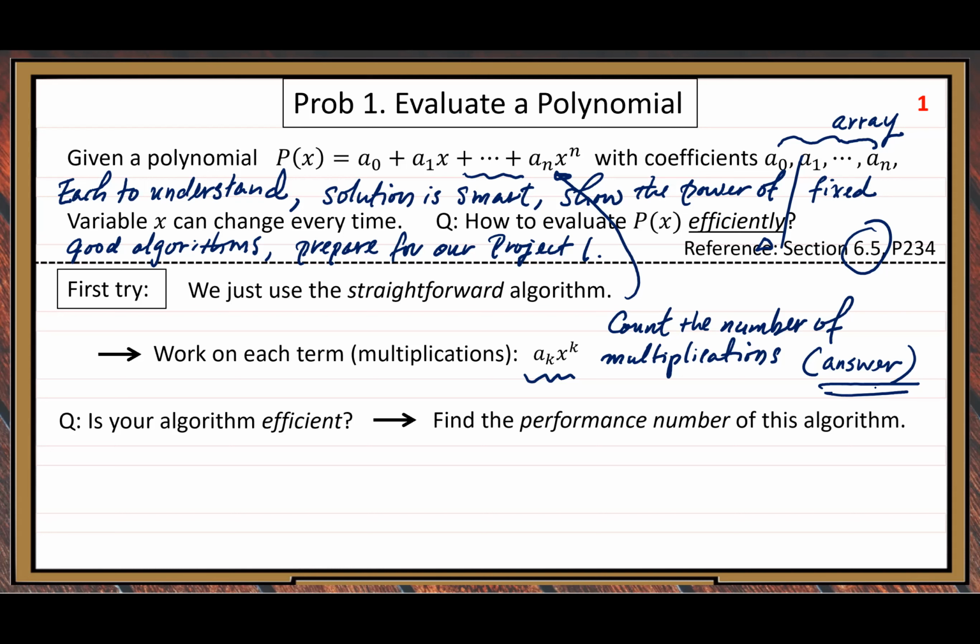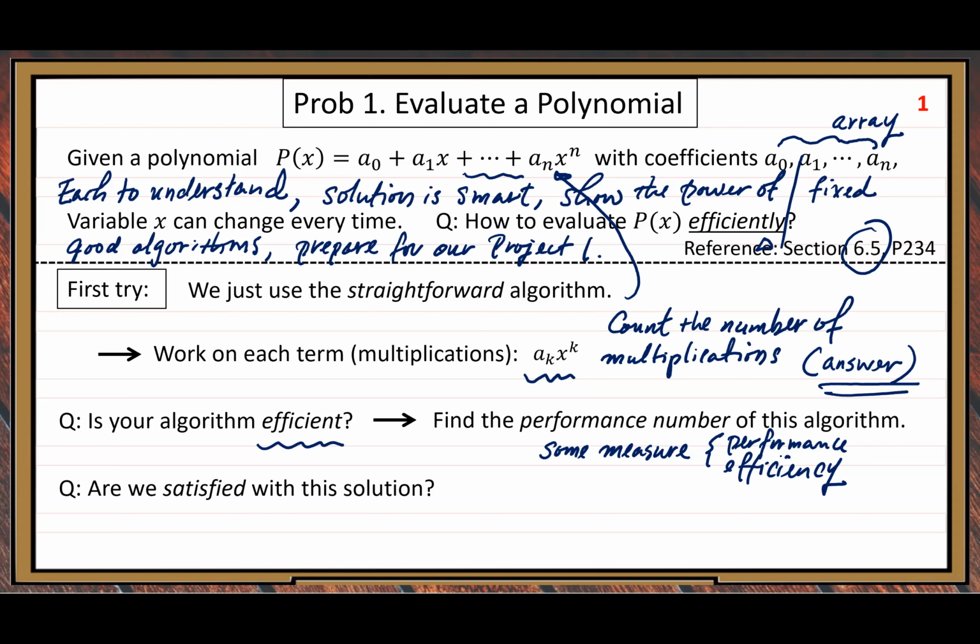Find the performance number of this algorithm. Because here, how do you describe if an algorithm is efficient or not? It's pretty vague, right? That means we need some measure for performance or efficiency. In this class, performance and efficiency are the same thing. Sometimes we use performance, sometimes we use efficiency. We need to find a good measure. Are we satisfied with this solution?